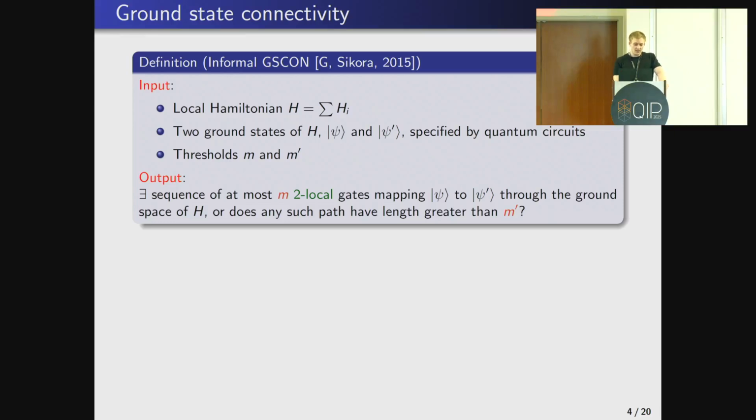In the yes case, we know that there's a short path connecting our ground states, and short means at most m gates. In the no case, every such path will have length at least m prime.